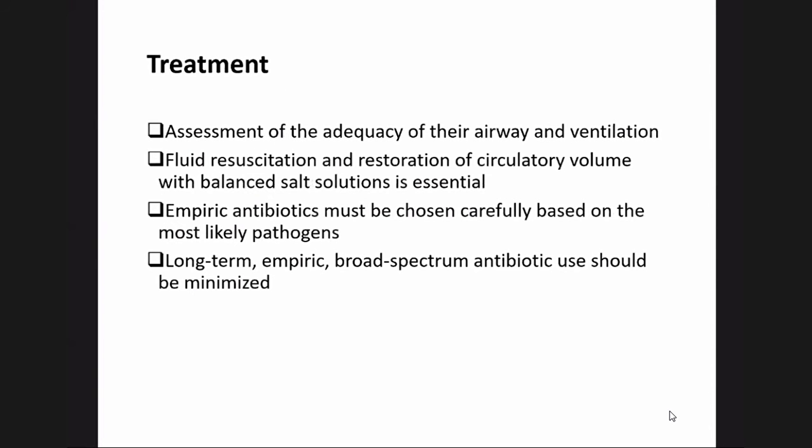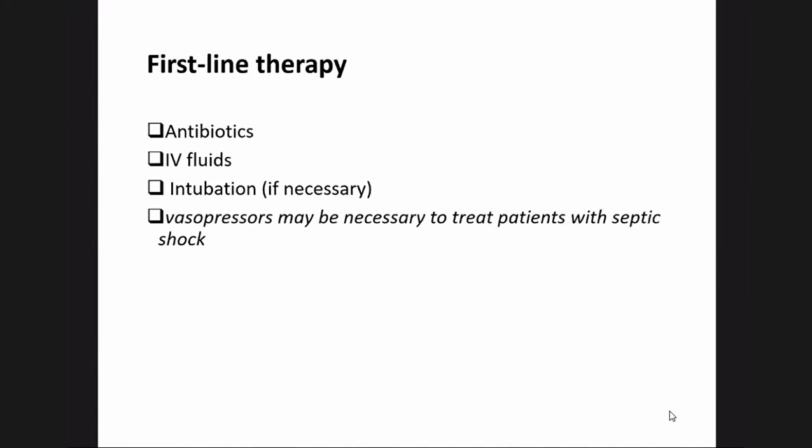For the treatment, assessment of adequacy of the airway and ventilation, fluid resuscitation, and restoration of circulatory volume with balanced salt solutions is essential. Empiric antibiotics must be chosen carefully based on the most likely pathogens. Long-term empiric broad-spectrum antibiotics should be minimized. Then for the first-line therapy of septic shock, we have antibiotics, IV fluids, intubation if necessary, and vasopressors may be necessary to treat patients with septic shock.